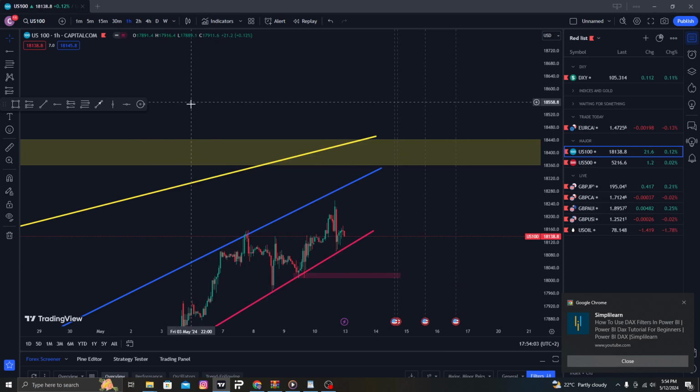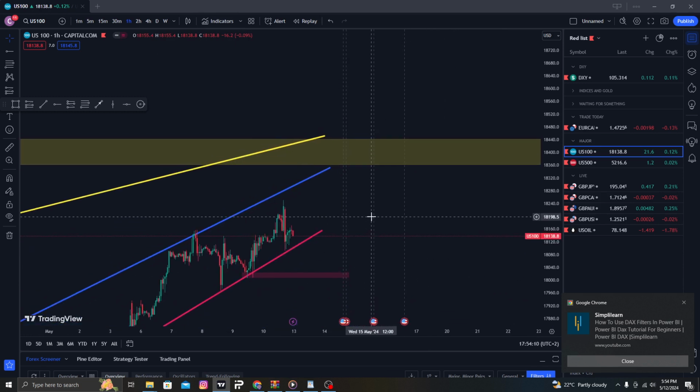Okay, this is Nasdaq, by the way, right? My favorite pair. I love Nasdaq, bro. This is the first pair that I started making money on when I started becoming a profitable trader.